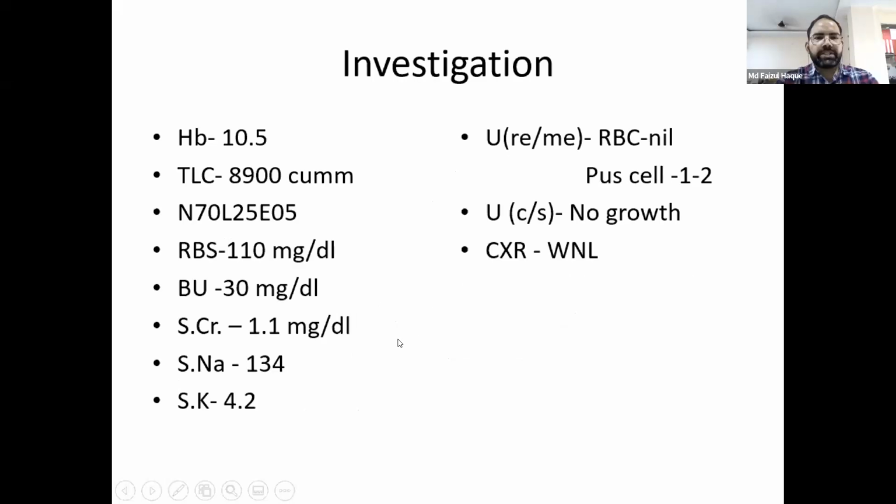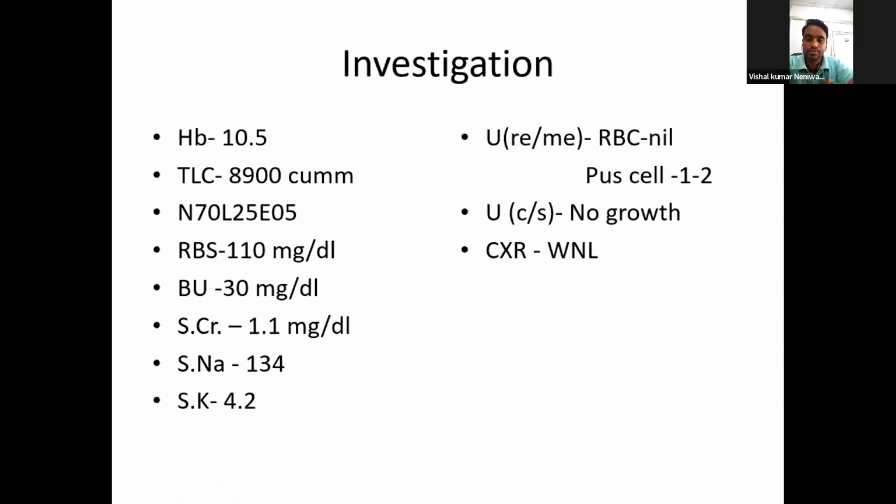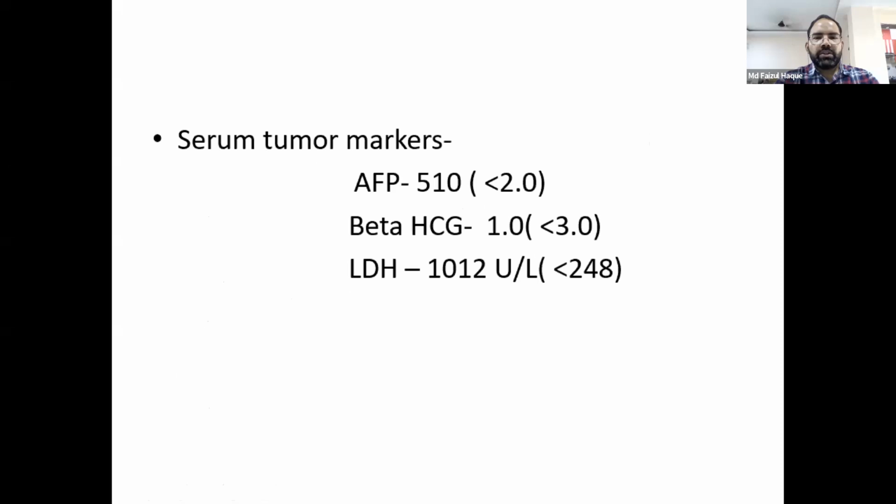Now come to the investigation part. The hemoglobin is 10.5, counts are normal. The other parameters like urea, creatinine, and sodium electrolytes were normal. In urine routine, you are not getting any pus cells, so the infective etiology, like epididymo-orchitis, is less likely. Urine culture, yes, sir. And chest X-ray is within normal limits.